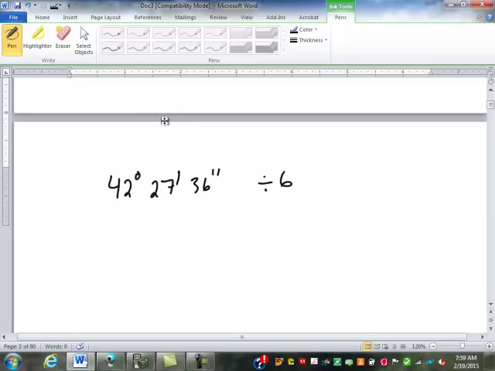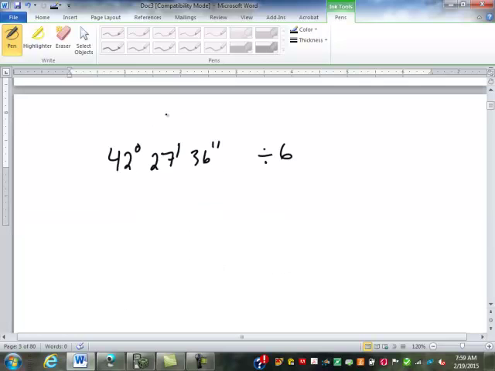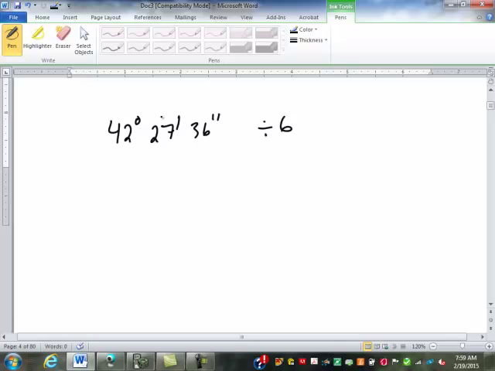I'm stretching even what I just told you a little bit. All right, so here's one. Divide this one by 6. See what you can do with it.